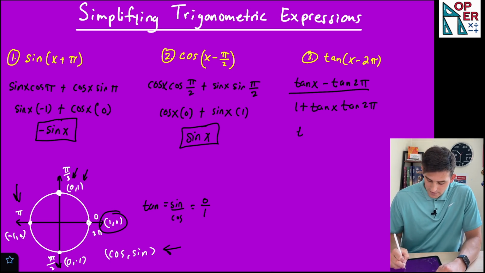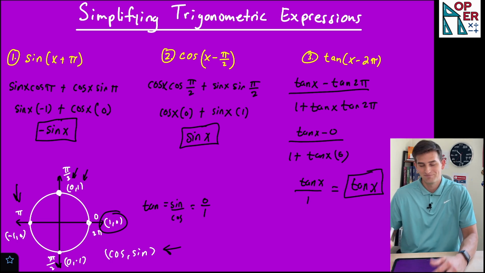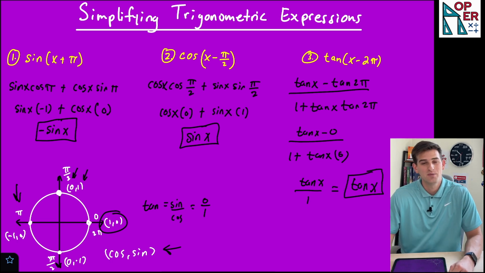So now we have tangent of x minus 0, divided by 1 plus tangent of x times 0. The numerator would be tangent of x, and our denominator is just going to be 1. So we simplify to tangent of x. And that is how you can simplify some trigonometric expressions.